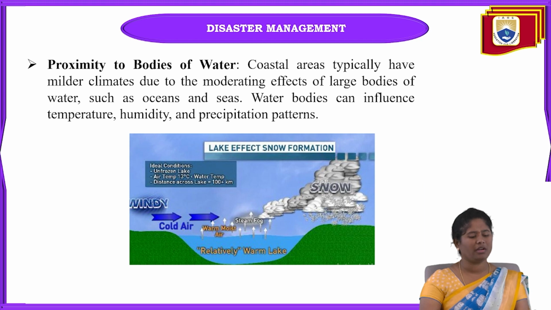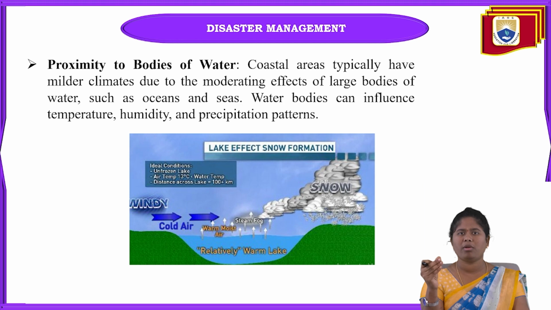Coming to the next one, that is proximity to bodies of water. In this proximity, coastal areas have a milder climate. Milder climate will be there because at that coastal area only the oceans and seas are present.